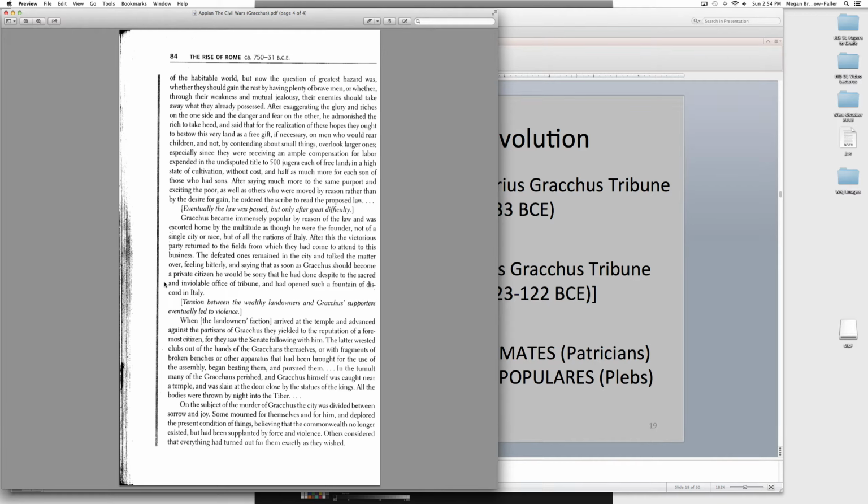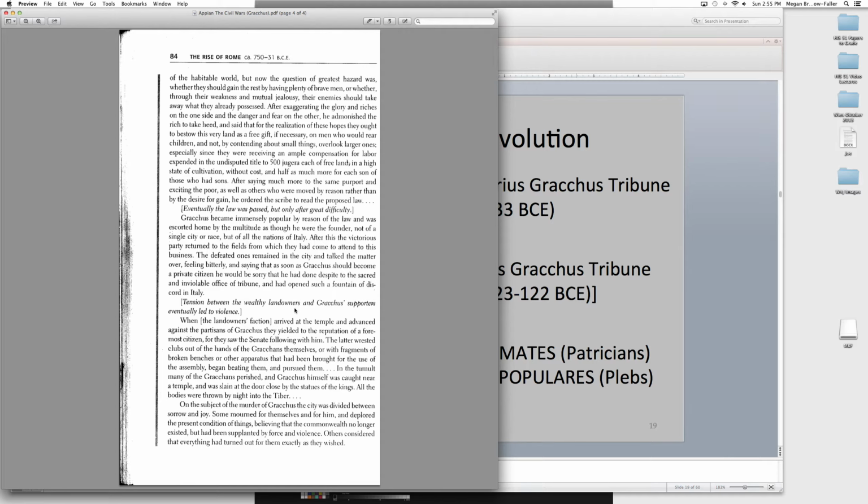So when the wealthy faction arrived at the temple and advanced against the partisans of Gracchus, they yielded to the reputation of a foremost citizen, for they saw the Senate following with him. The latter wrested clubs out of the hands of the Gracchans themselves, or with fragments of broken benches or other apparatus that had been brought for the use of the assembly, began beating them and pursued them. So it's this huge street fight, basically, between the Gracchi, Tiberius and his followers, and the old school senatorial families.